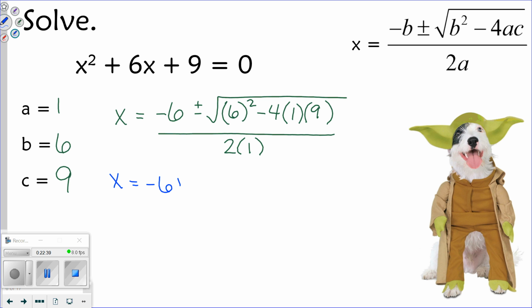All right, so we get negative 6 plus or minus the square root of, what do we get underneath the radical? Over 2. What's the square root of 0? What's the square root of 0? Your calculator in your hand. Type it in. 0. So what is it? It's 0. It makes a difference. Nothing. Literally nothing. So negative 6 plus or minus 0 over 2.